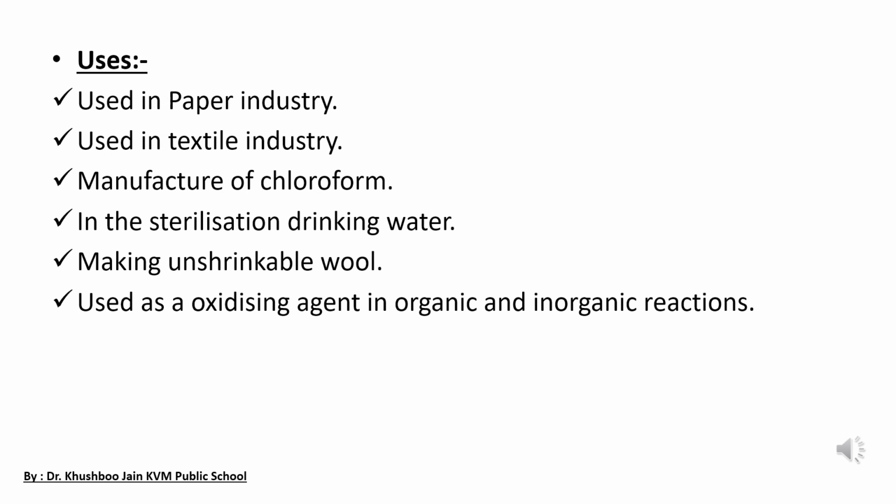Next we'll read about the uses of calcium oxychloride. It is used in paper industries, means हम पेपर वगैरह बनाते हैं, in newspaper industries and the paper which we are using in our books and copies. In this we will use calcium oxychloride. Second use, it is used in textile industries. Textile industries में जो कपड़ों का काम होता है, उस industries में भी we will use calcium oxychloride.